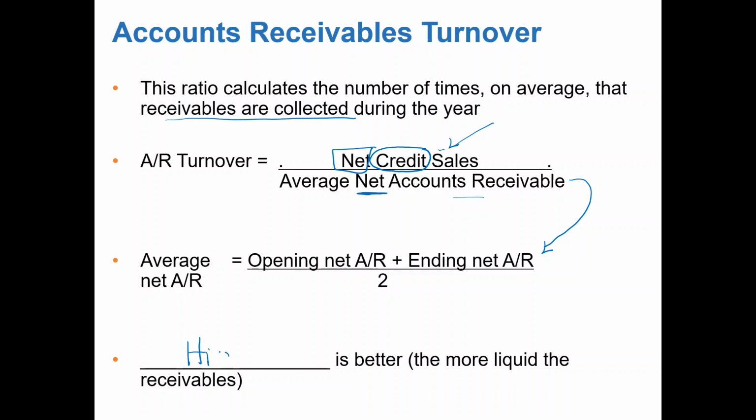Yeah, here higher is better, because obviously the more times that we're able to collect, that means that we're doing it more quickly. Okay, like I said with inventory, the turnover is good, but for me it makes more sense when we look at those days in inventory that we went through.